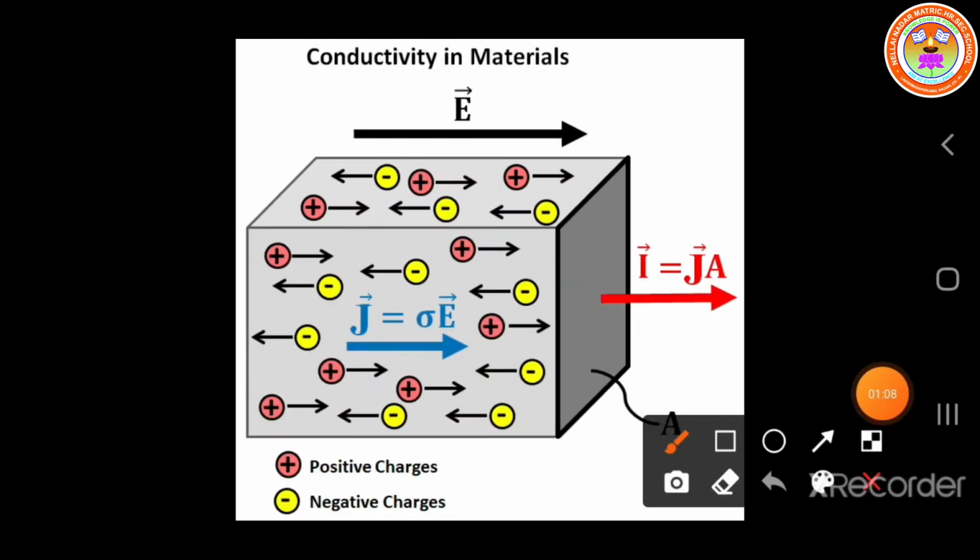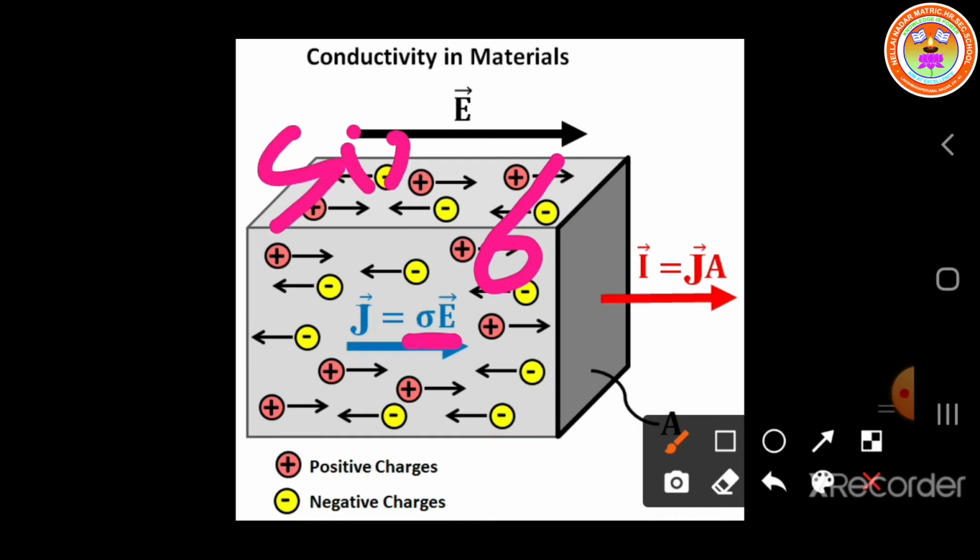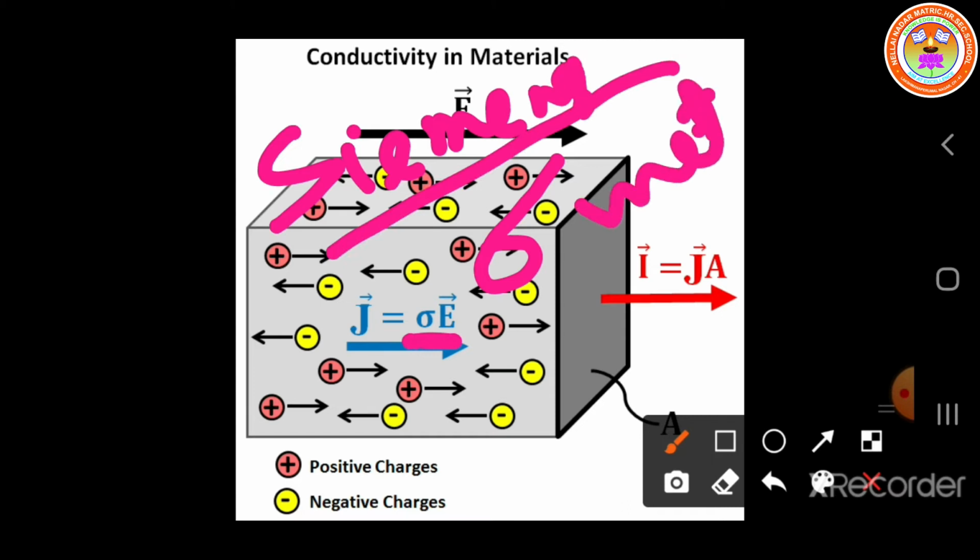It is commonly represented by the Greek letter sigma. This is the symbol for sigma. The SI unit of electrical conductivity is Siemens per meter, or S by M. S stands for Siemens, M stands for meter. So this is the unit of electrical conductivity.